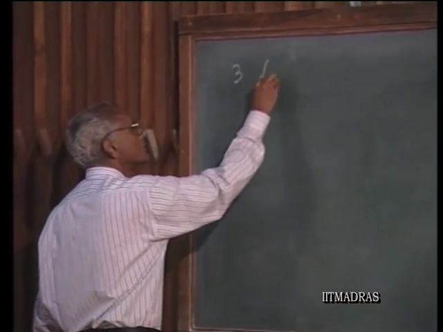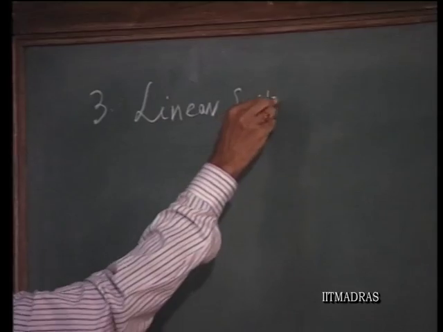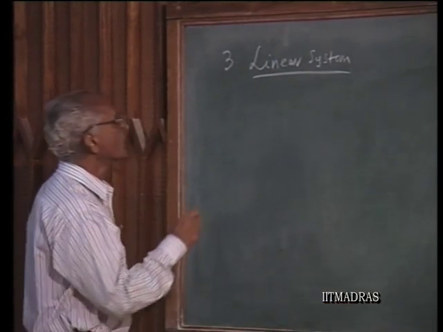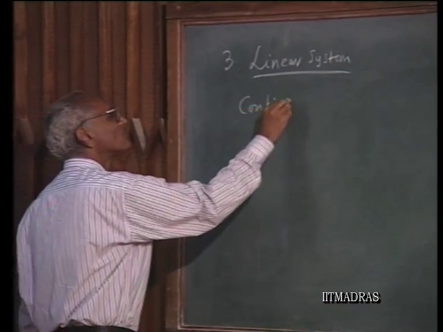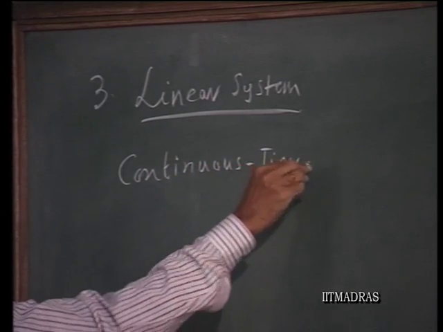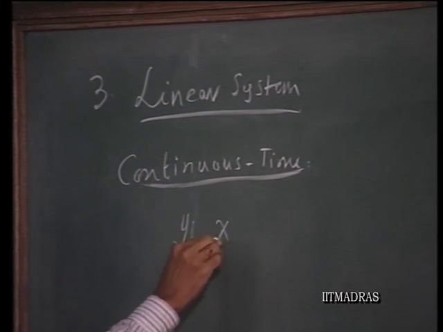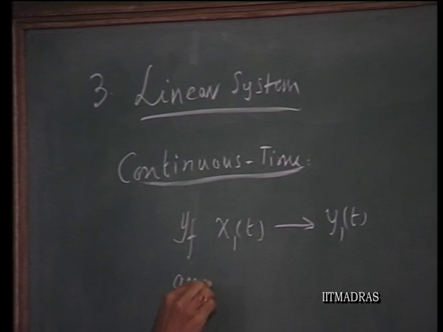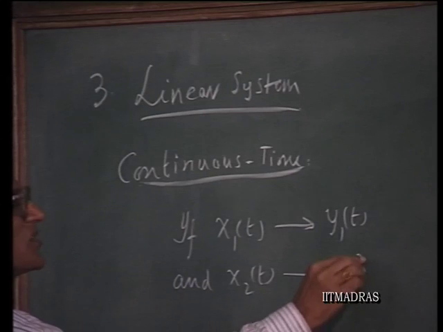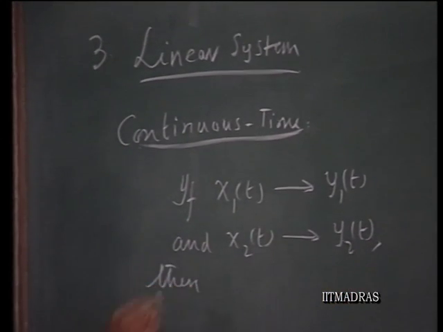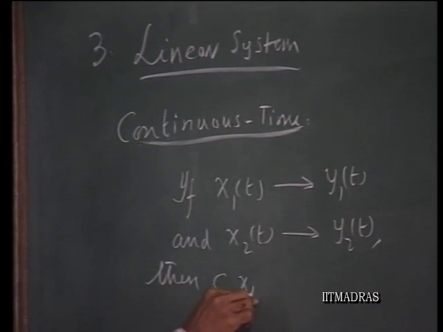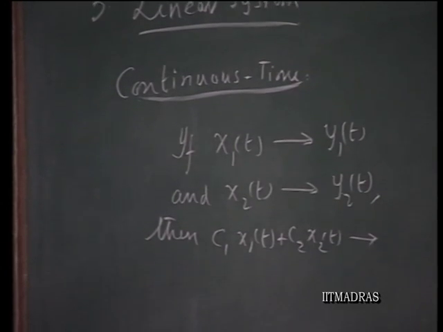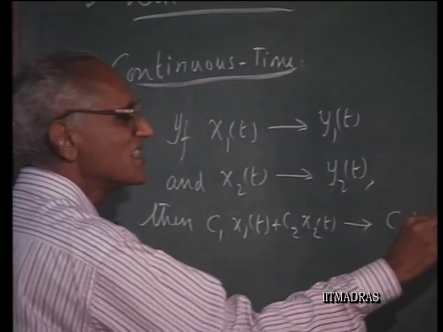So, you recall that we said a linear system satisfies the principle of superposition if it is a continuous time system, then if x1 of t as an input gives rise to an output y1 of t and x2 of t gives rise to an output y2 of t, then a linear combination of these two inputs, c1 x1 of t plus c2 x2 of t, for any arbitrary pair of constants c1 and c2 will give rise to an output c1 y1 of t plus c2 y2 of t.